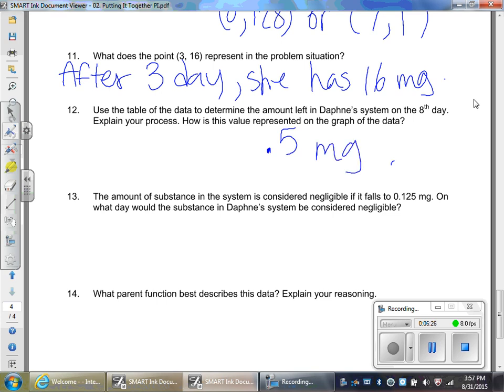Okay, number 13. The amount of substance in the system is considered negligible if it falls to 0.125. On what day will that happen? And we already continued our table, right? So that will be, I believe, day 10. So after 10 days, the amount will still be there. It's just not possible to be detected.